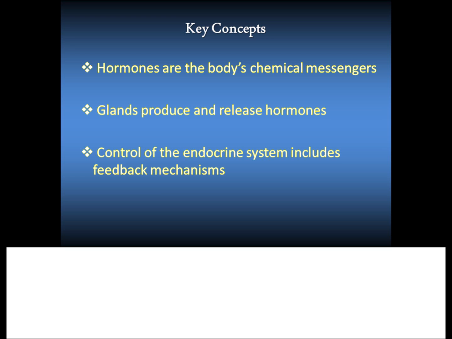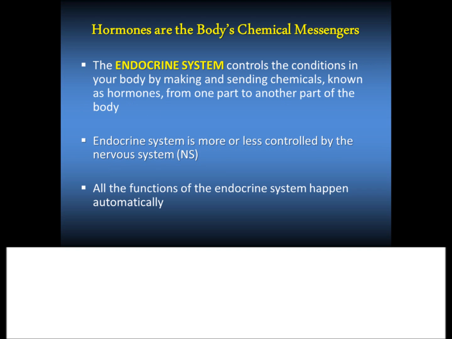So what is the endocrine system? The endocrine system controls the conditions in your body by making and sending chemicals, and these chemicals are what is known as hormones. And these hormones are able to move from one part of the body to another part. And in the second part, they will bring about a change.